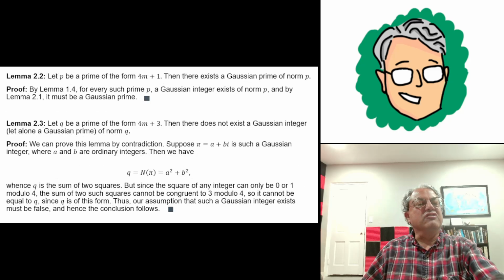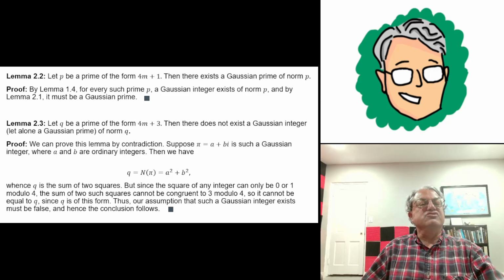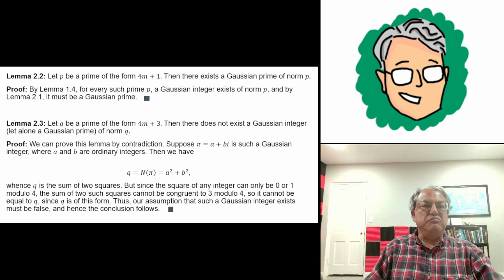And then the second lemma, now we do assume that p is a prime of the form 4m plus 1. And if that's the case, then it turns out that any Gaussian integer of norm p has to be a Gaussian prime. And as a matter of fact, there exists such a Gaussian prime. For every prime p of this form, there exists a Gaussian prime of norm p.